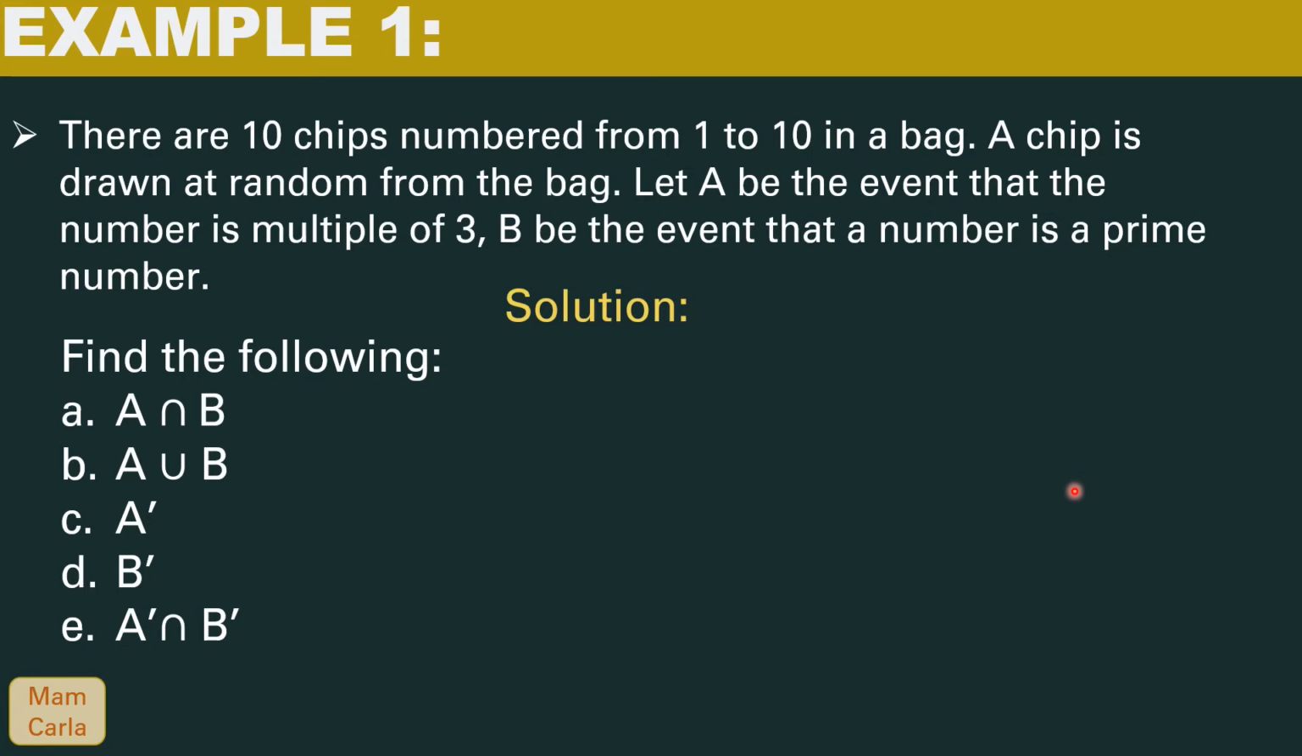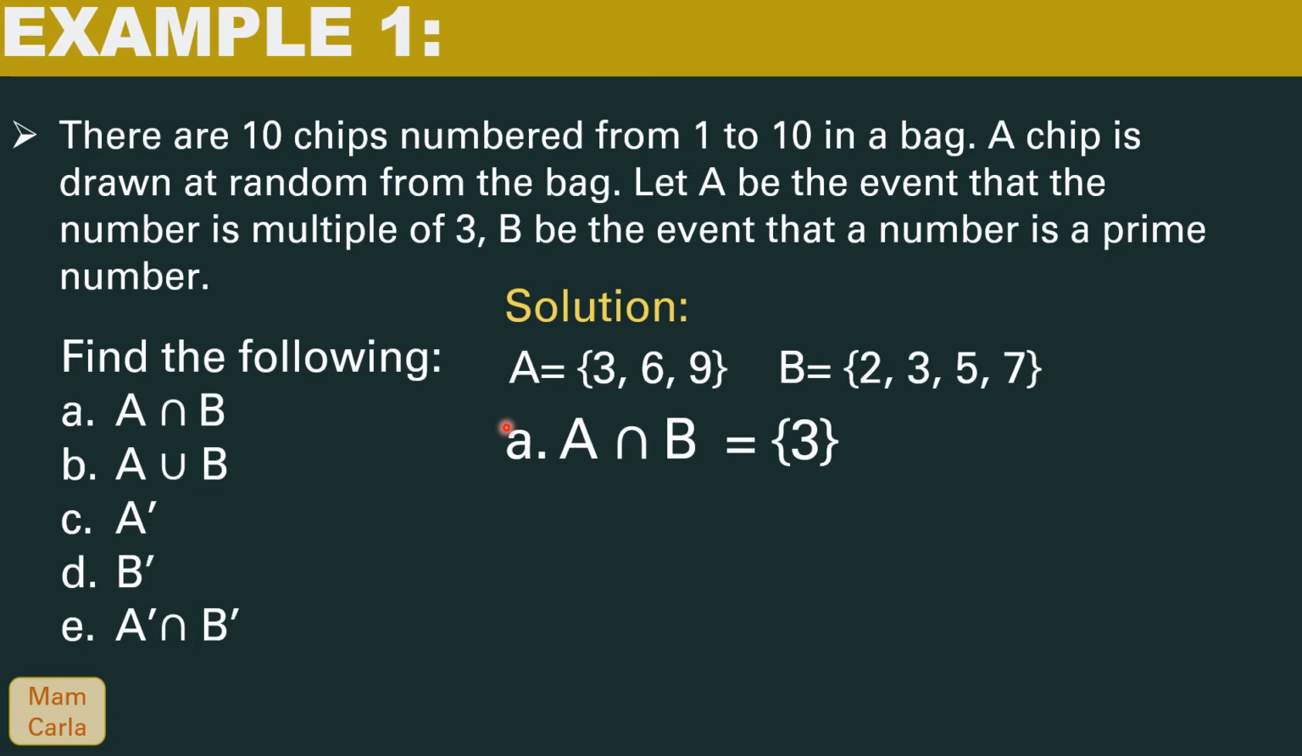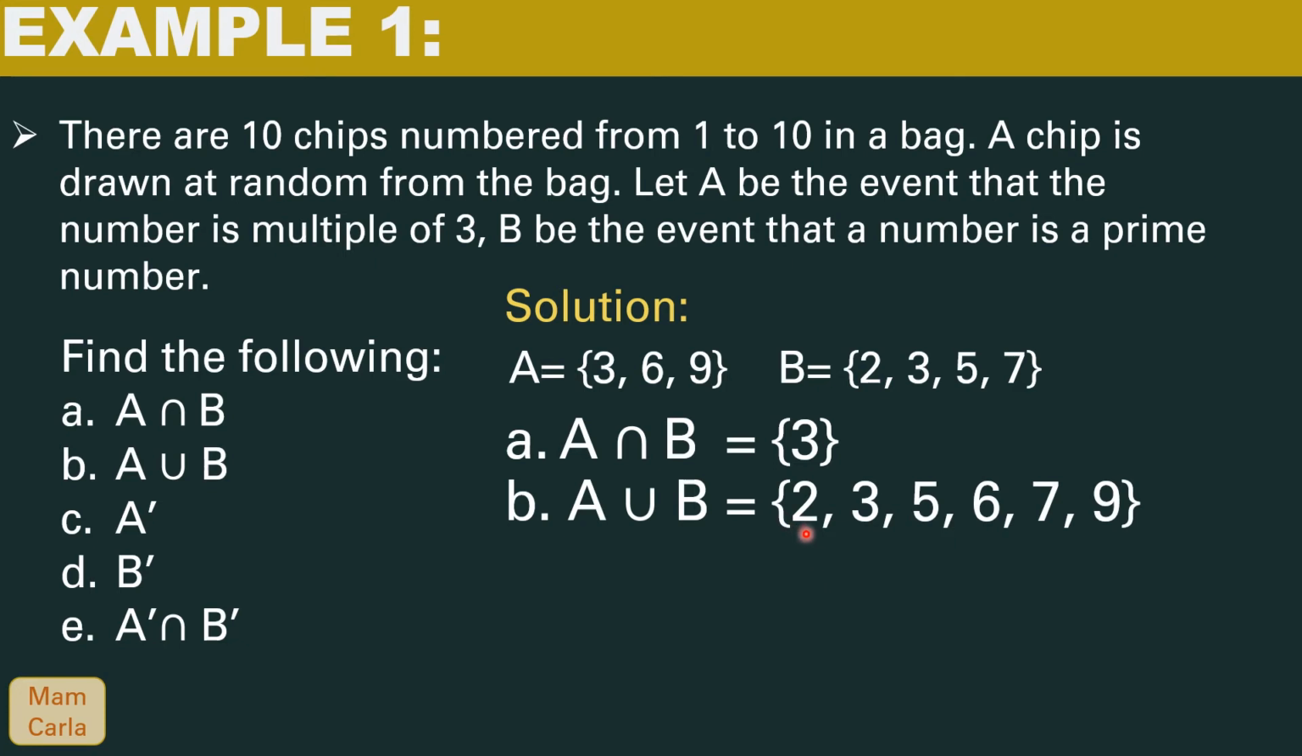Now let's have the solution. But first, let us identify the elements of event A. We have 3, 6, 9. While the elements of event B are 2, 3, 5, 7. So for letter A, we are looking for the common element of A and B. So we have 3 as the common element. For letter B, we are asked to find A union B. So we have 2, 3, 5, 6, 7, 9.